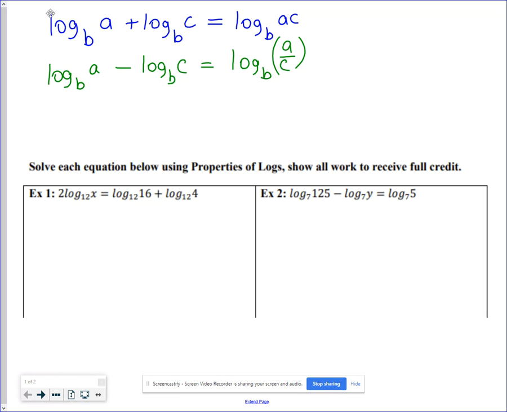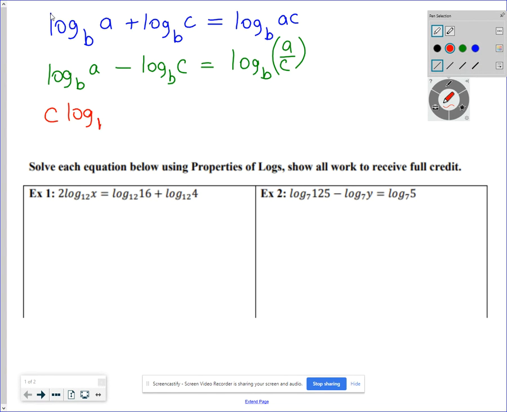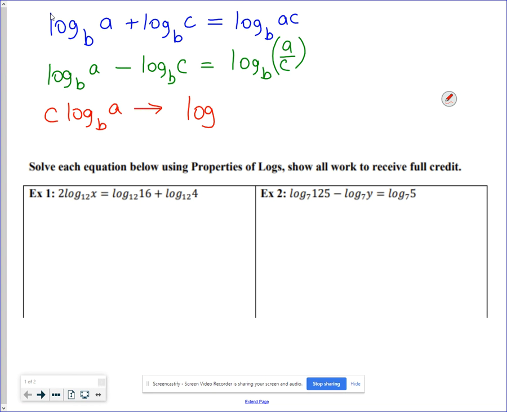And then the final one we had was when you have a number being multiplied by your log, and what you can do is rewrite that as a single logarithm. You can make that number the exponent on what you're taking the log of. So c times log base b of a would equal log base b of a to the c power.